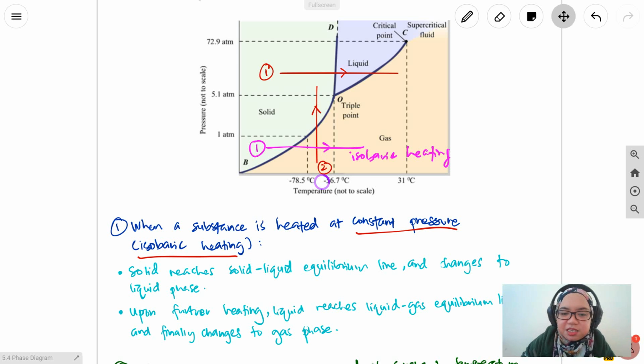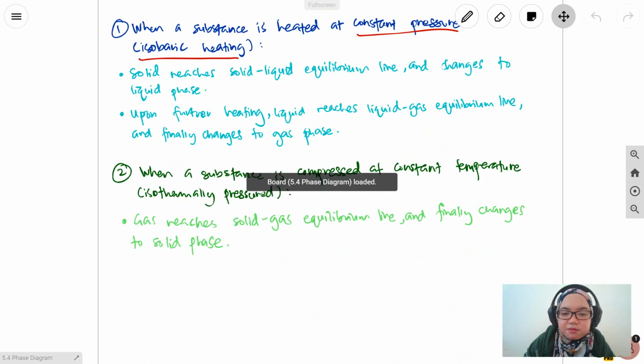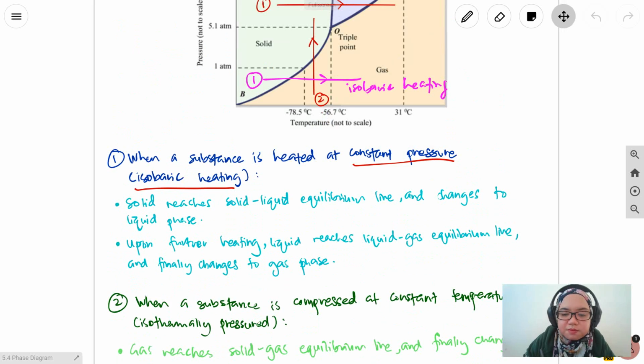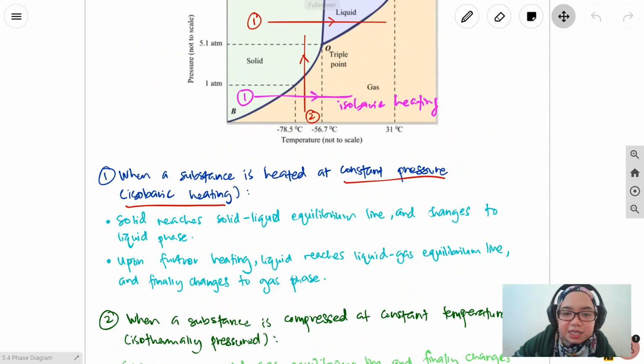Betul lah. Saya salah baca. Saya baca yang ini. Patutlah saya pelik. Yang ini, okay. Okay. So, dekat sini. Okay.